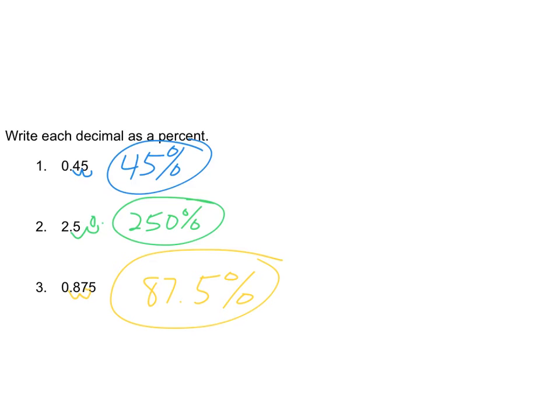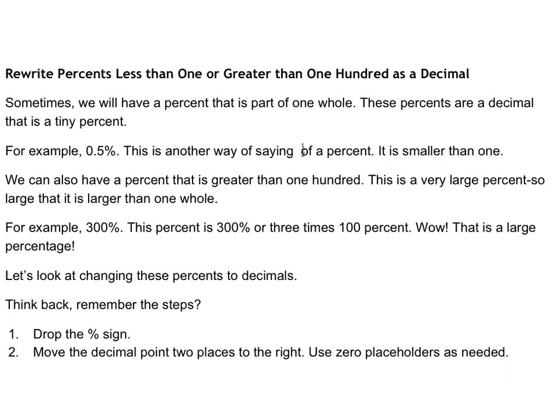Okay, the first one should go to 45%. Second one, we have to fill in a 0 for that second spot, and it turns into 250%. And the third one, we should have gotten 87.5%. So if we have a percent that's less than 1, so it's got a decimal, or if it's greater than 100, we still do it the same way that we did when it was greater than 1 but less than 100. So we still move the decimal point the same amount, and we do everything the exact same.